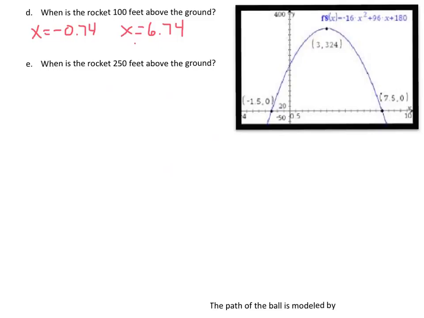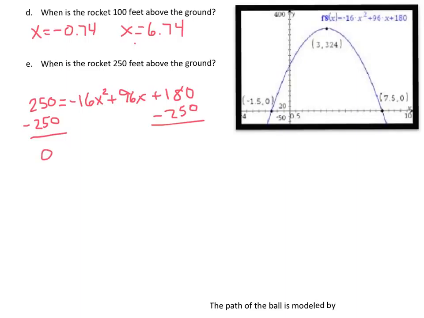When is the rocket 250 feet above the ground? Alright, so I'm going to take the 250 feet, and since that's a height, I'm going to put that in for f of x. So I'll have 250 equals negative 16x squared plus 96x plus 180. And I'm going to go ahead and get this set equal to 0 so we can solve it algebraically.